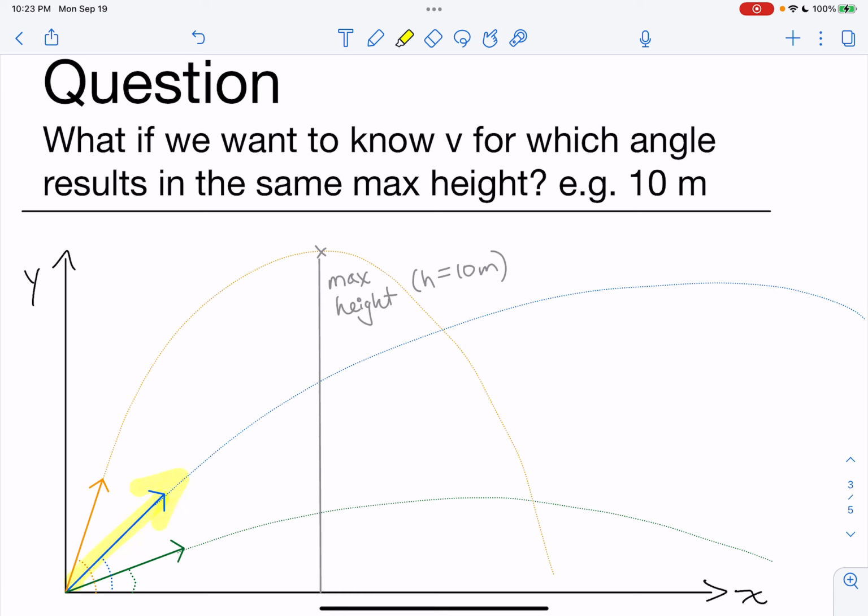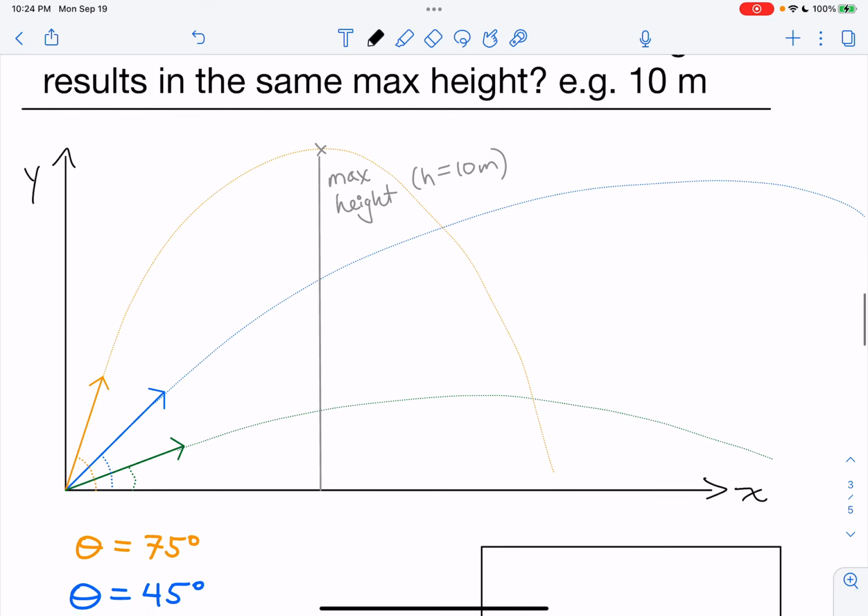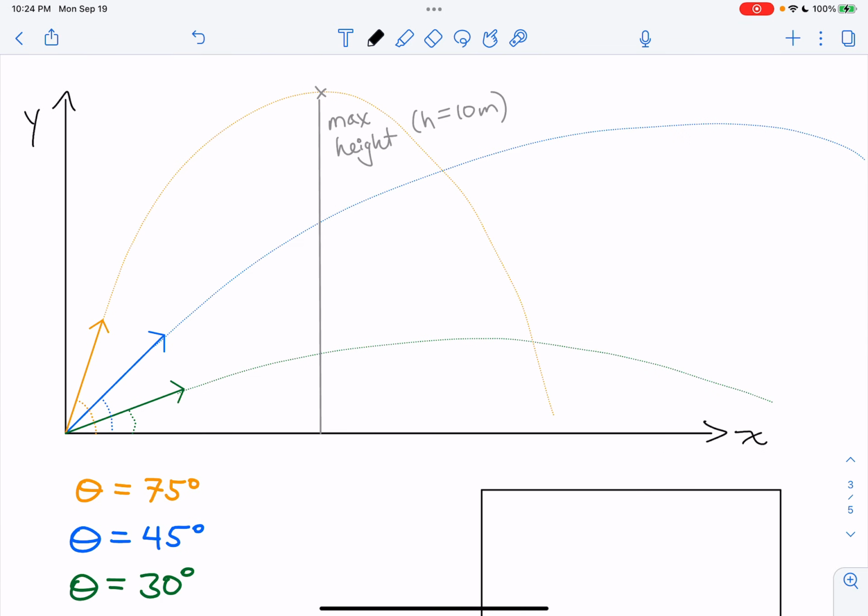And I'm going to write this down as a little note here, because we know that as we have a smaller angle, we're going to need a larger launch speed to get up to that same height. So I just made a note of what these example angles are: 75, 45, 30.